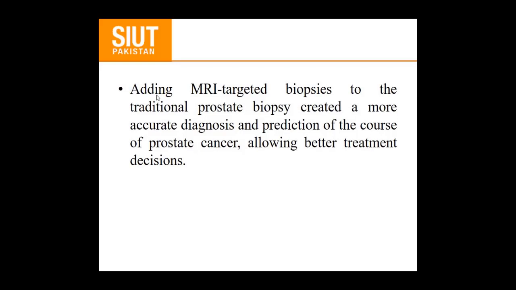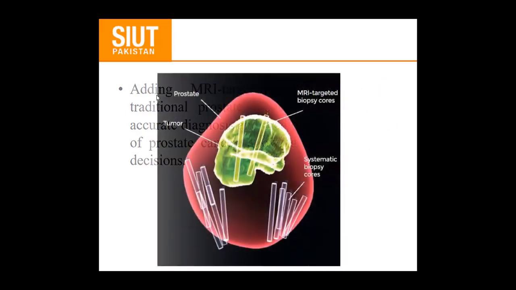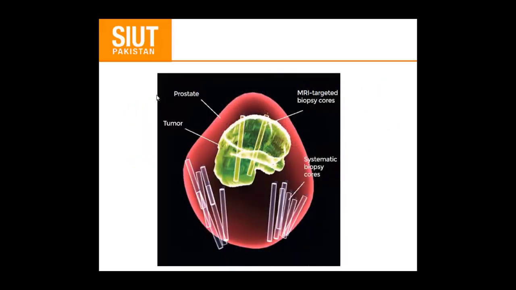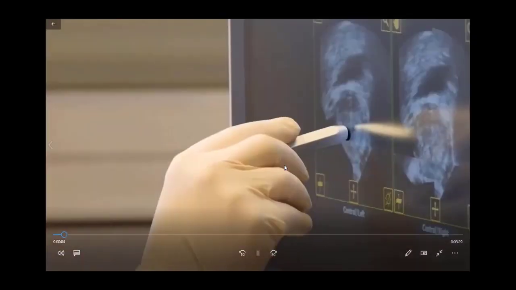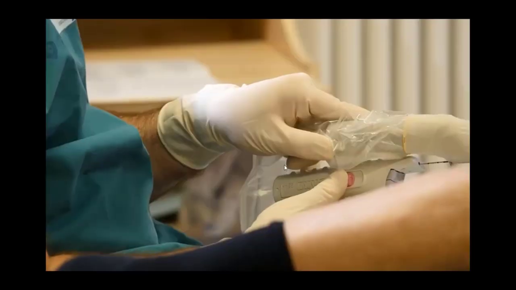Adding MRI targeted biopsies to the traditional prostate biopsy creates a more accurate diagnostic yield and prediction of the course of prostate cancer, allowing better treatment decisions. So this is the target lesion. The biopsy cores are taken from the target, as well as systematic biopsy cores. It improves the diagnostic yield of clinically significant prostate cancer. So this is the video of MRI guided biopsy.